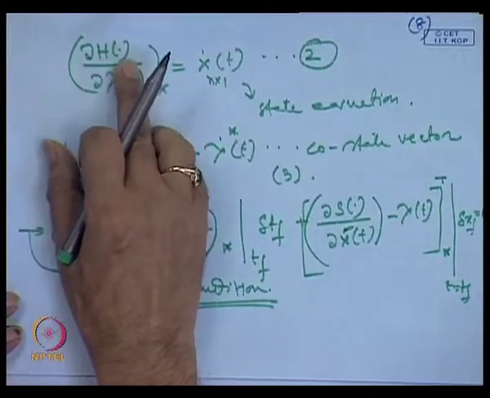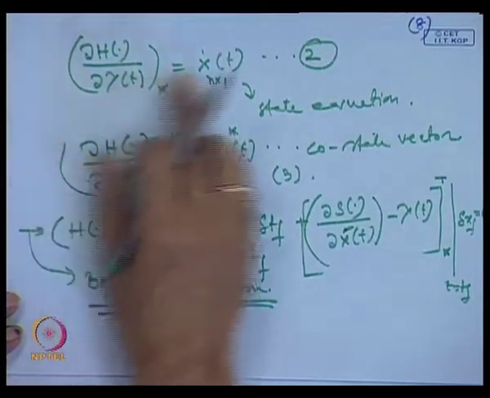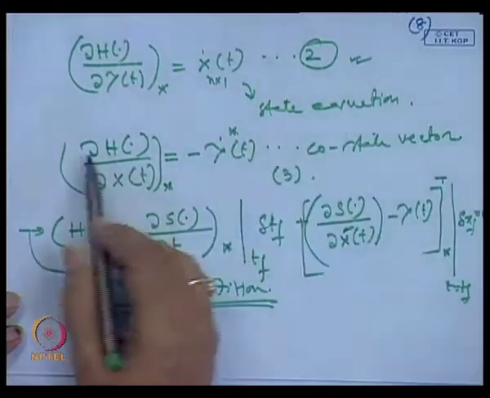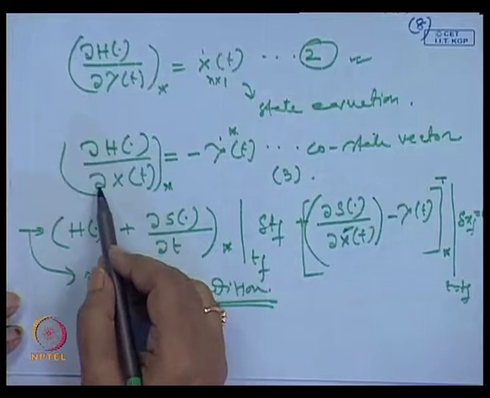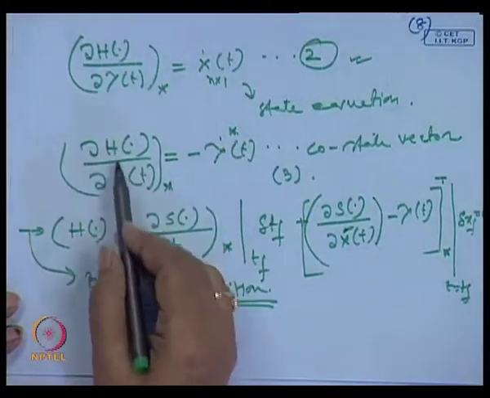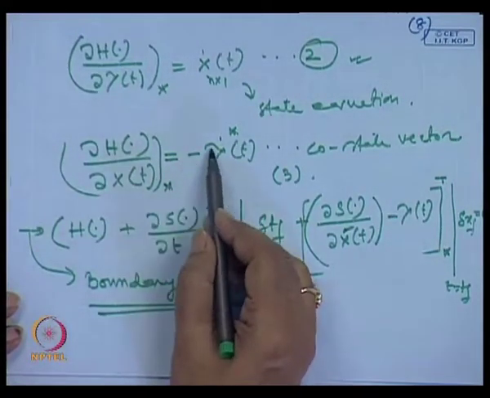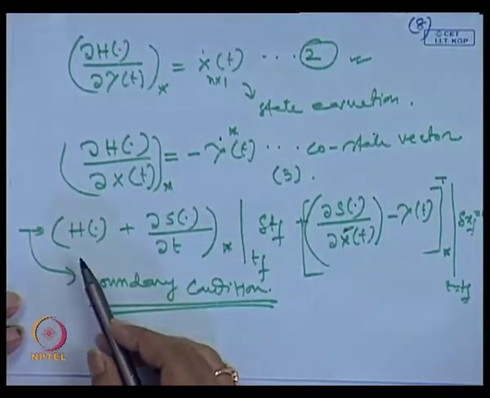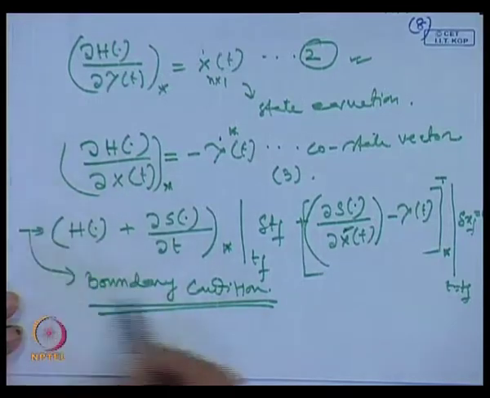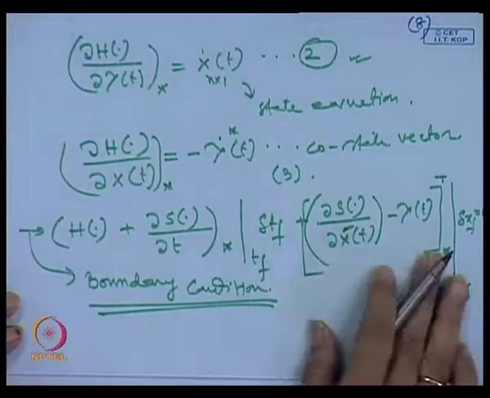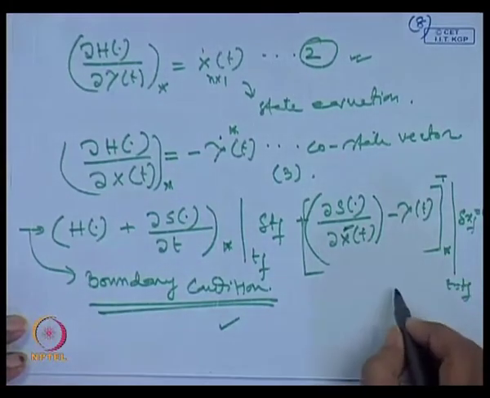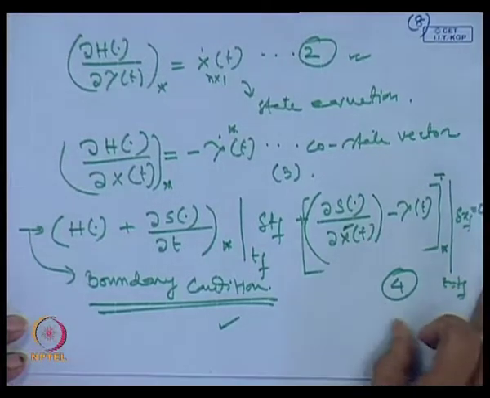Next, differentiate H with respect to lambda(t); that will give x dot of t, as we have derived. Next, if we differentiate partially with respect to x(t), that will give lambda dot of t. This will also give you the boundary condition. And these are the 4 equations you have to solve simultaneously.